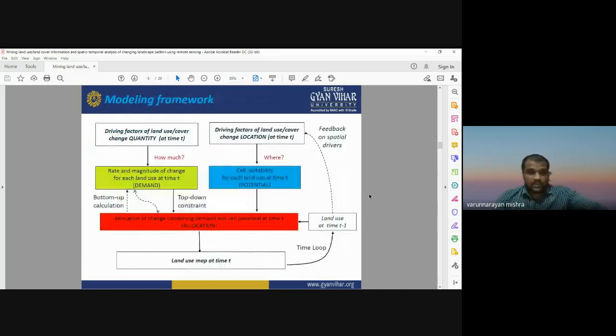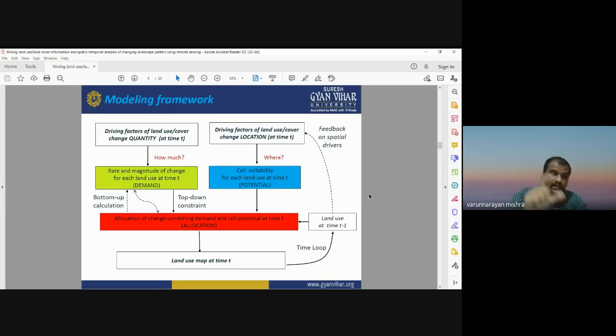So this is the entire modeling framework. In the modeling framework, we need to have two basic components, quantity and location. Quantity means how much change is going on, and location is where that change is. The driving factor of LULC change is known as quantity at time t, whereas the driving factors of land cover change location at time t is the location of that change. So two important factors in modeling are how much change is there and where the change is occurring.